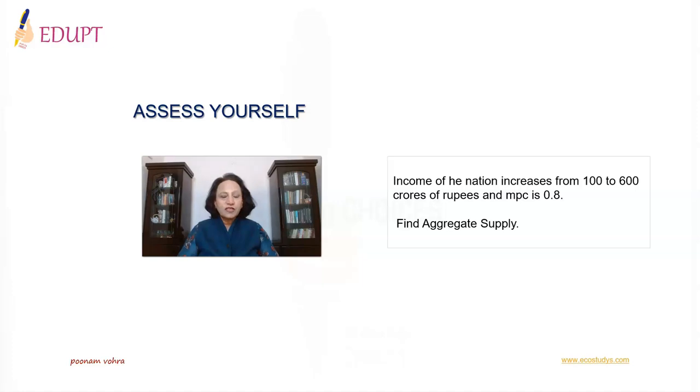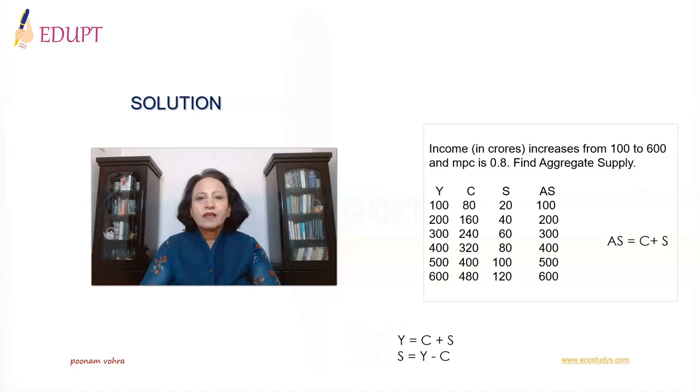Now assess yourself and solve this simple numerical. Income of the nation increases from 100 to 600 crores of rupees and marginal propensity to consume is 0.8. You need to find aggregate supply. Now have a look at the solution. We all know that aggregate supply is consumption plus savings, C plus S. So S would be Y minus C.